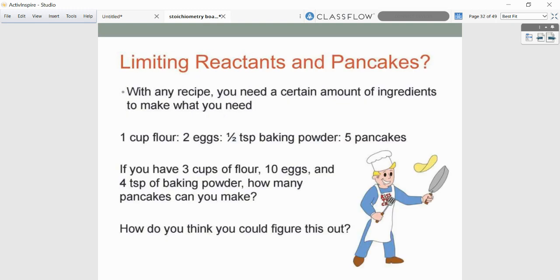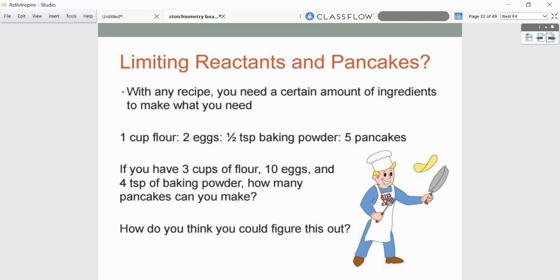So if we go back to kind of cooking examples and pancakes. So we had talked about before, hey, if you're making pancakes, you need a certain amount of flour, a certain amount of eggs, a certain amount of baking powder in order to make 5 pancakes. So if we wanted to look at the problem and we said, hey, we have 3 cups of flour, we have 10 eggs, we have 4 teaspoons of baking powder, how many pancakes could we make? So as you look at this, what do you think? How would you figure it out?